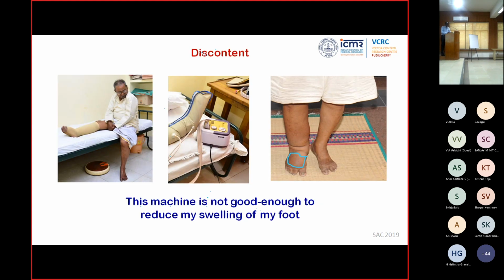So that means that the routine decompression machine which we have put into practice, which we have given to him, is not sufficient enough to push the fluid which is present in the foot. This is the problem for us. Next slide, please.